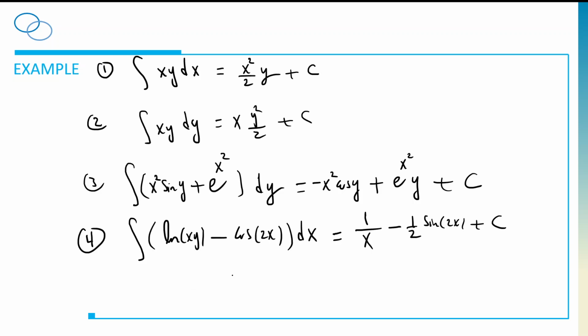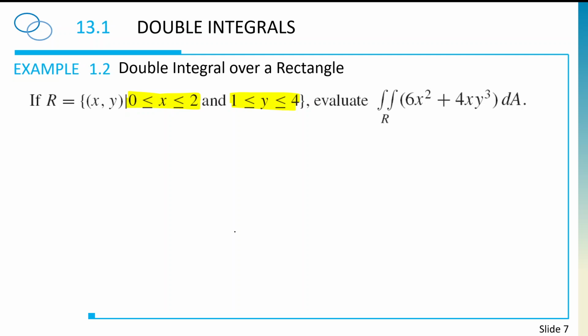Now let's move to our examples. Here I'm trying just to prepare you for how to do the integration with one variable, and you just consider the other one as a constant there. Now see something like this. This is usually the form of the question you have.